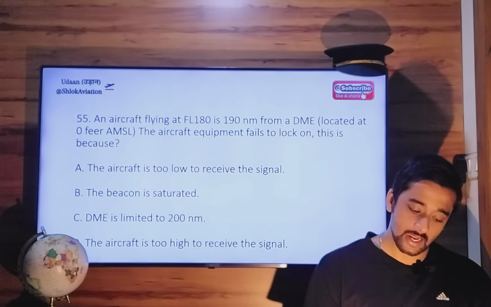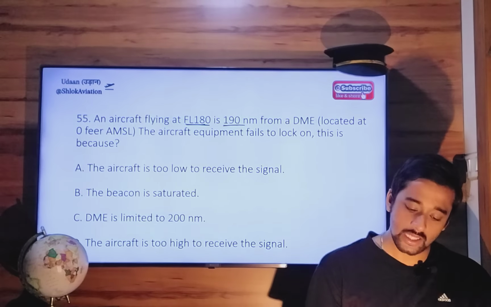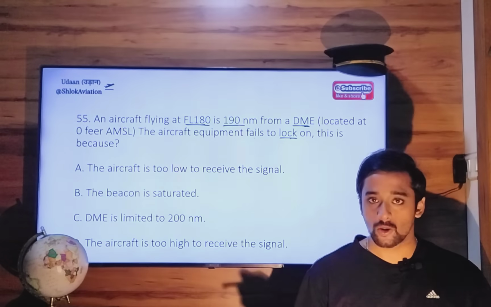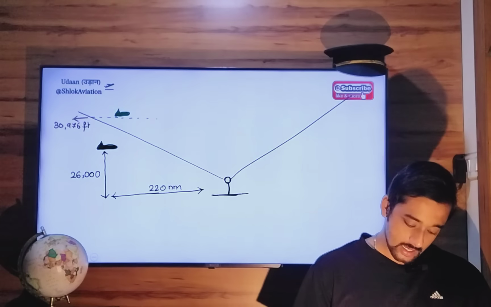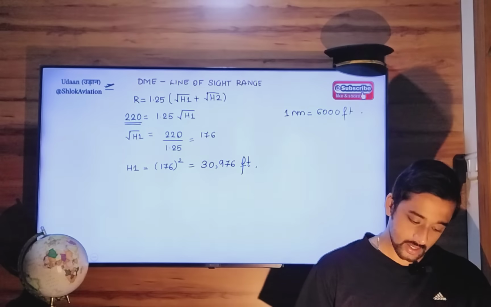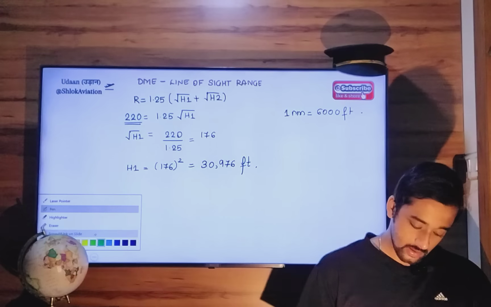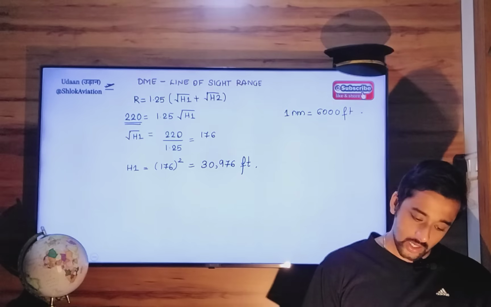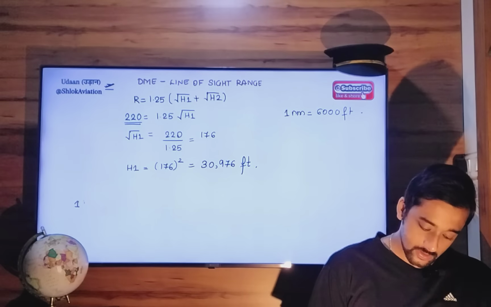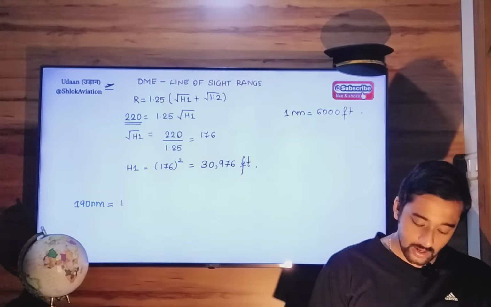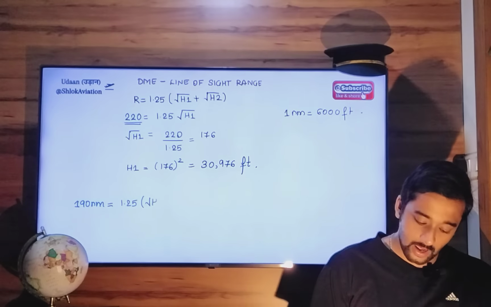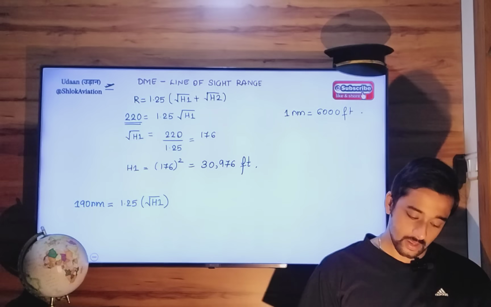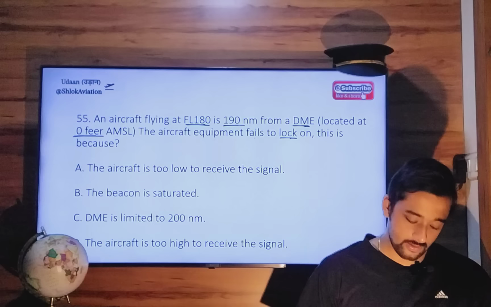55. Aircraft is flying at flight level 180, 190 miles from a DME. Aircraft equipment fails to lock on. Why is this so? It's similar to the previous question. So again, range is equal to 1.25 times the square root of h1 plus h2. Range given to us is 190 nautical miles. h1 is the height of the aircraft. Height of the ground station is 0 because it's located at mean sea level.